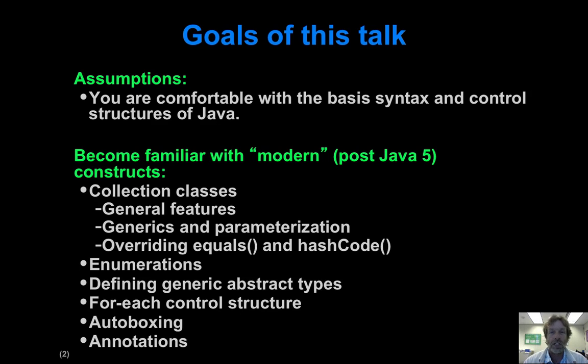The things that I want to start talking about today are collection classes, enumerations, generics, the for-each control structure, autoboxing, and annotations. And these are all covered in the reading. So this is one of these places where your Java in a Nutshell book is very important to take a look at, because it will go over it in more detail.